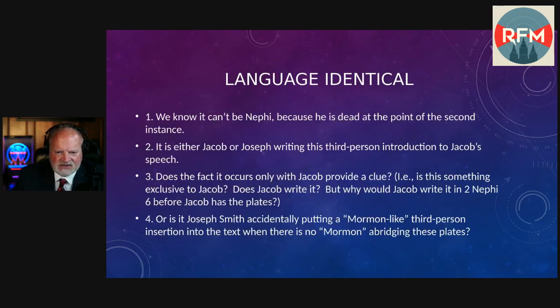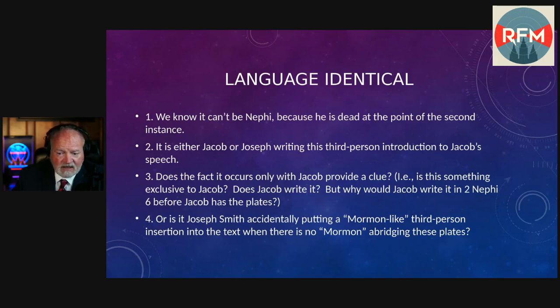Let's go over the options. We know it can't be Nephi because he's referred to in the third person, and in the second instance that we just quoted, he's dead by then. Number 2, it is either Jacob or Joseph writing this third person introduction to Jacob's speech. Does the fact it occurs only with Jacob provide a clue, or is it just a coincidence? I.e., is this something exclusive to Jacob?